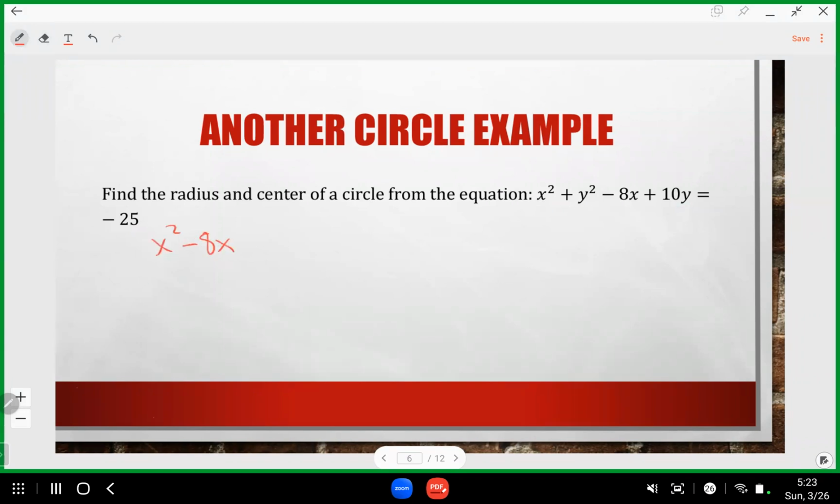I'm just going to group the x's together and the y's together. And as you can see here, now it looks a little bit better. So what can we do? Let me put the equation of the circle for reference, which is equal to r squared. So what we need to do is make something like this. We need a square, right?